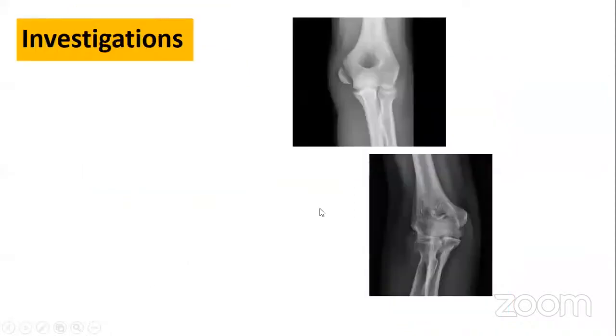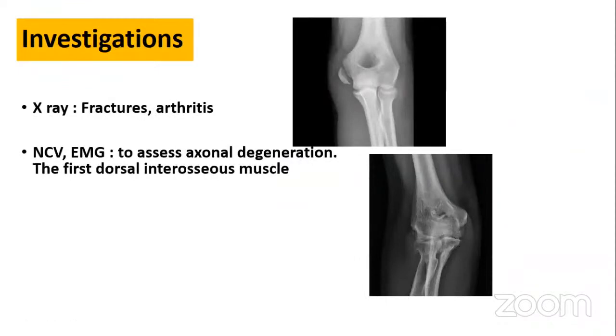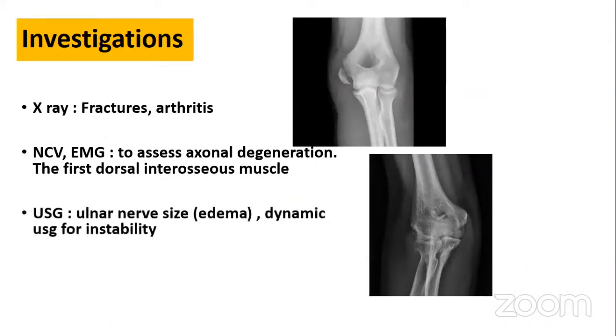Investigations, as I said: X-ray, since fractures and arthritis could be problems. Medial condylar fractures and arthritis like this can cause impingement of the nerve. Even cubitus valgus can do that. And NCV and EMG, like earlier, assess axonal degeneration, especially the first dorsal interosseous muscle, which gets weak soon. Ultrasound is much more important in the cubital tunnel to see the ulnar nerve size, and dynamic ultrasound for instability, the subluxation of the nerve itself. And MRI is for rarer causes, if you suspect tumors and things like that. Otherwise, it's not really required.